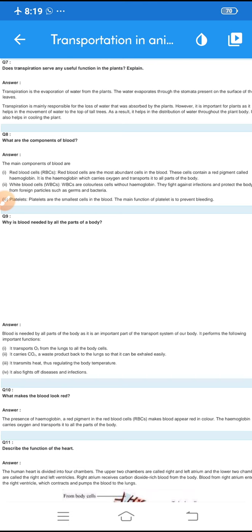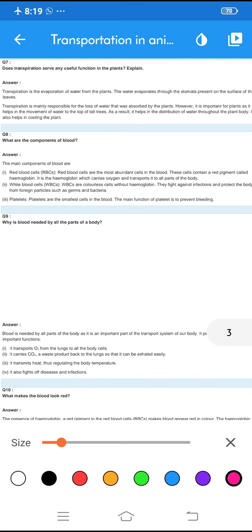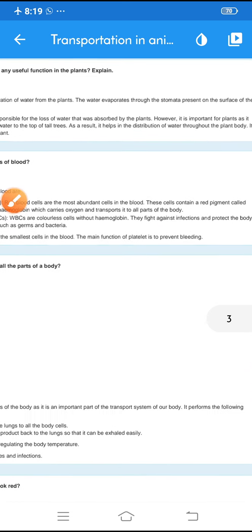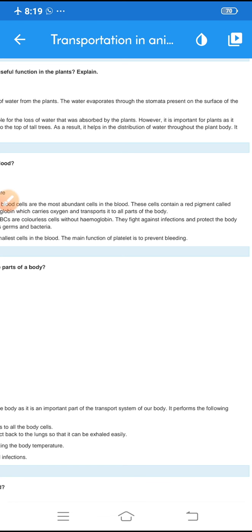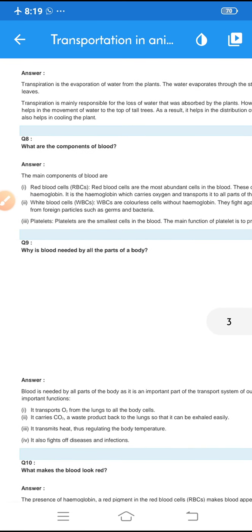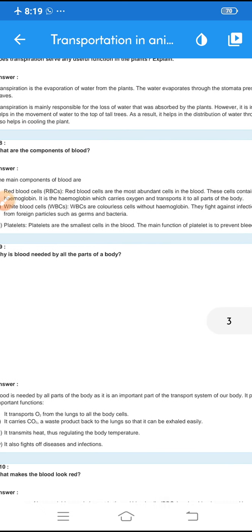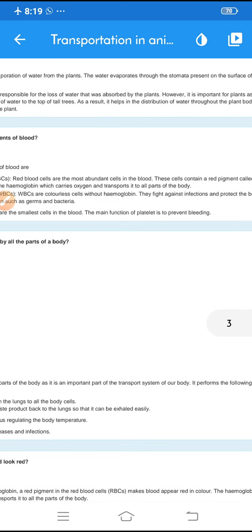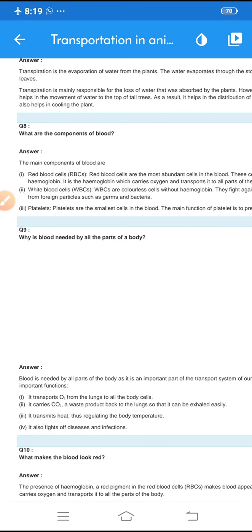You need to explain. First let us understand what transpiration is. Transpiration is the process of evaporation of water from the plants. The water evaporates through the stomata present on the surface of the leaves. So the water evaporates through the stomatal pore present on the surface of the leaf. This is called transpiration. So what function does it do?